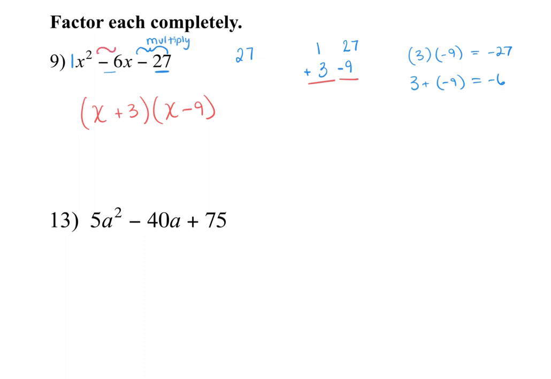And I have to add those same 2 numbers to get that one. So that's why 3 times 9, that gave me the 27. 3 plus the negative 9, that gave me the negative 6. And that's how I know I have my 2 factors. And again, you can always FOIL that. If you want to double check your work, you can FOIL it once you're done and see if you got the right answer. All right, let's look at number 13.